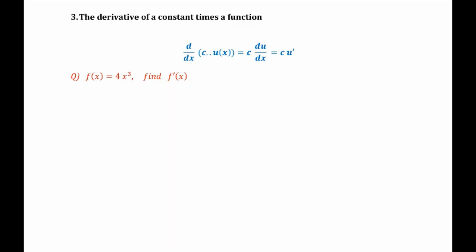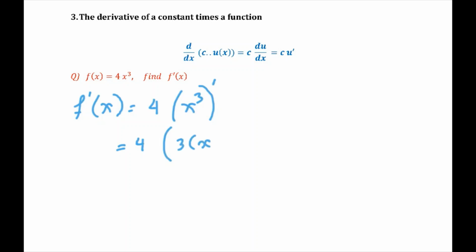Okay, now what about if I have a number, a constant, multiplied by a function? Well, in this case, f'(x) will be equal to the number multiplied by the derivative of x cubed, the function, which is going to be equal to 4 multiplied by 3 x to the power 3 minus 1, which is equal to 12x squared.